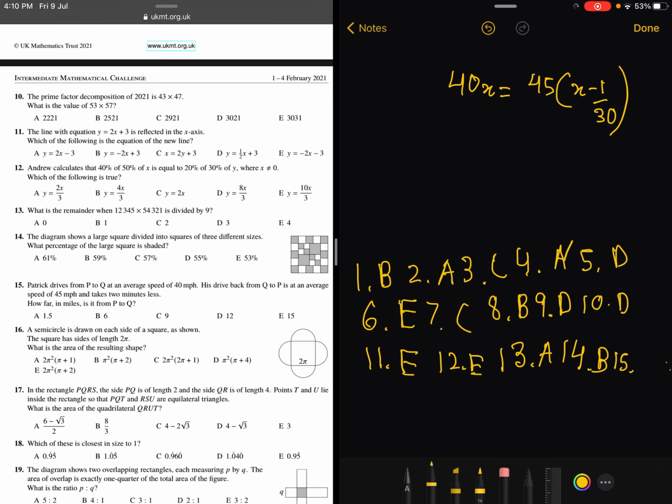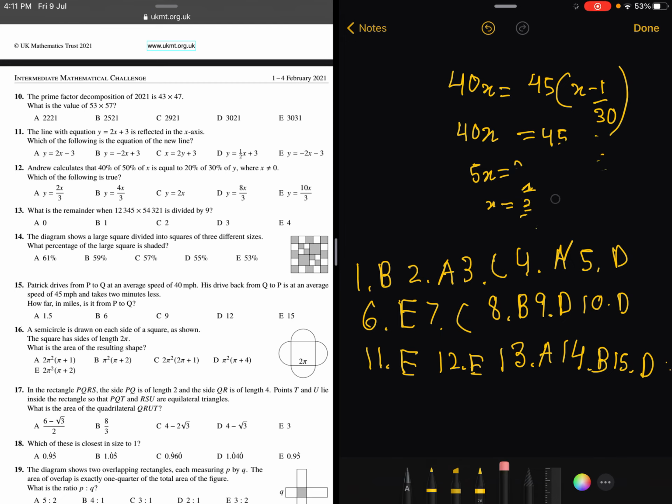Then we can do 40x is equal to 45x minus 3 over 2. And that means 5x is equal to 3 over 2. x is equal to 3/10. And 3/10 times 40 is equal to 12. So question number 15 is actually D, 12 miles.